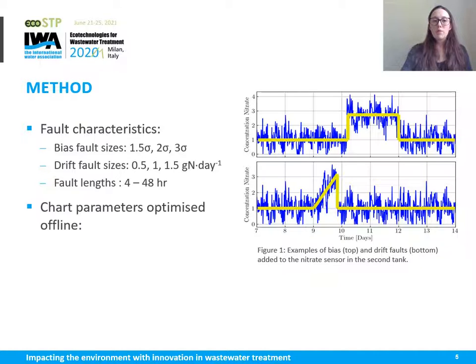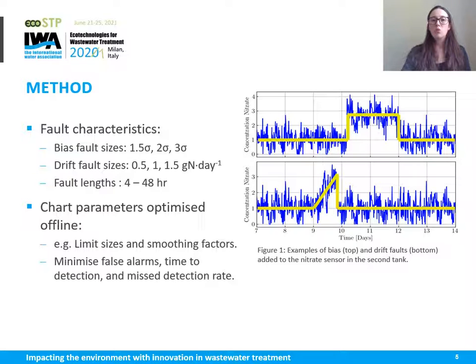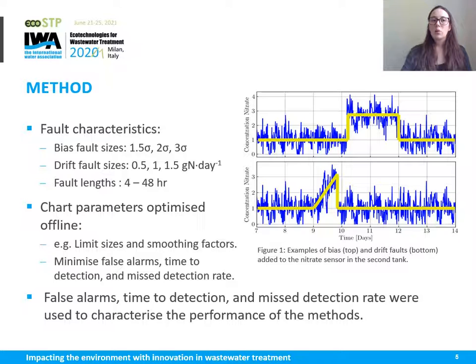The parameters of the chart-based methods, such as limit sizes and smoothing factors, were optimized offline without active process control. This was in order to find a trade-off between minimizing the number of false alarms, the time taken to detect a fault, and the number of misdetections. These three criteria were also used to compare the performance of the different methods.